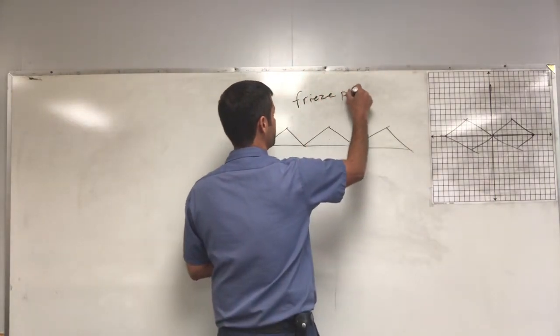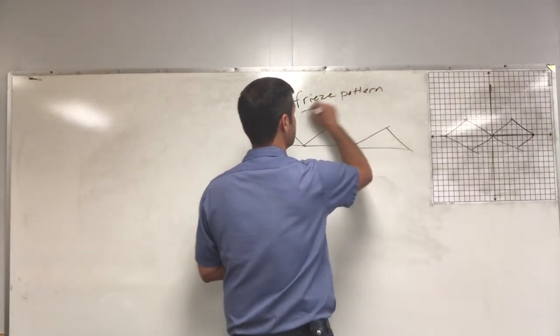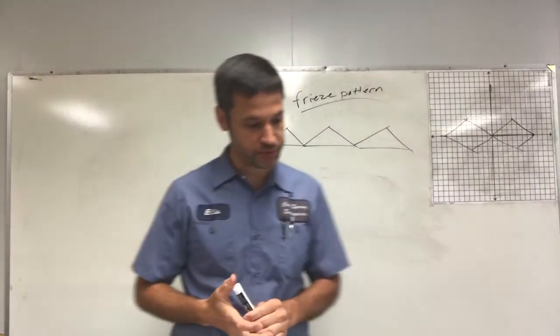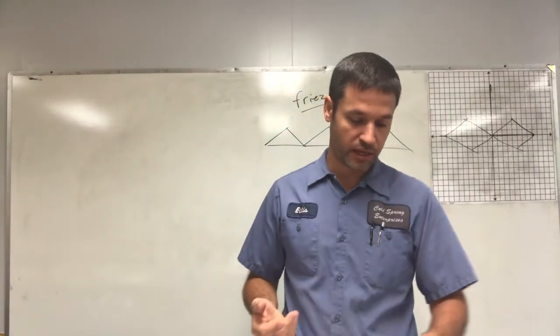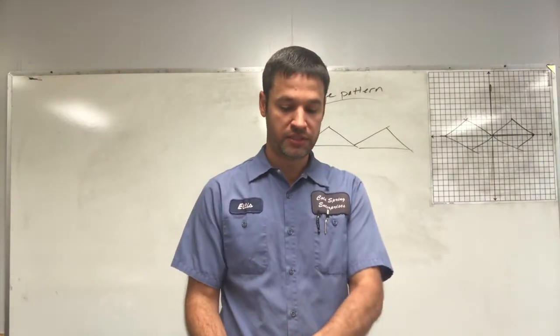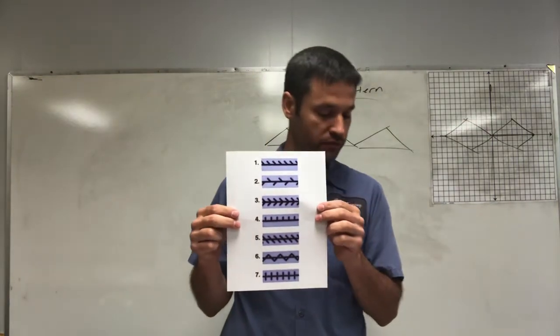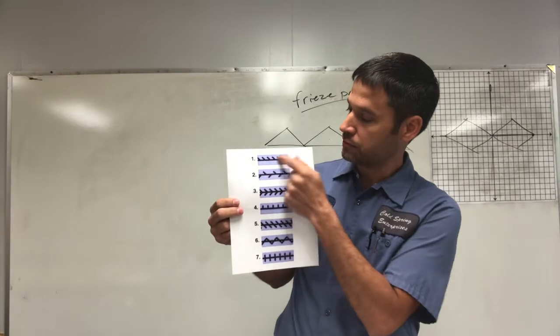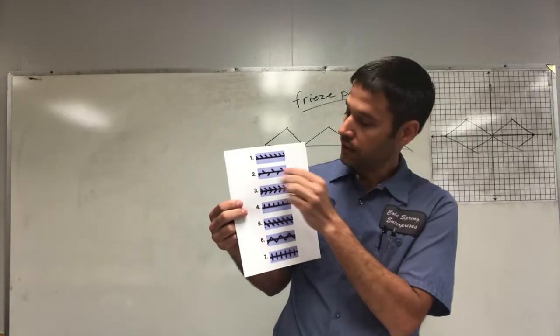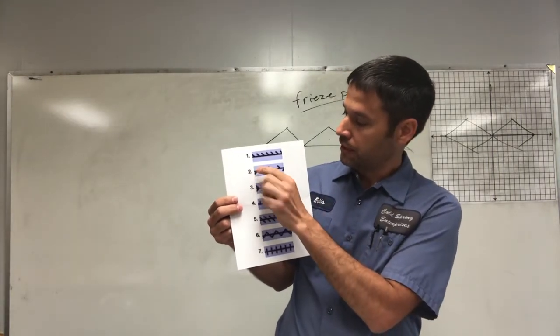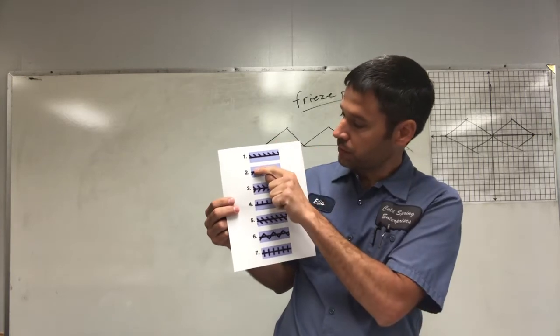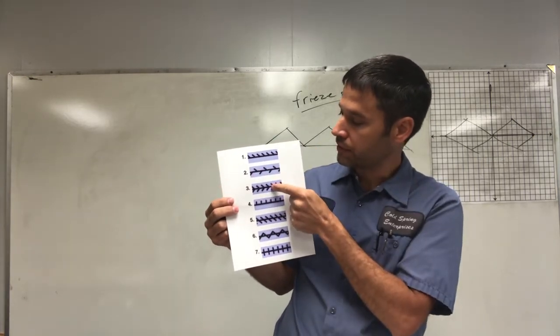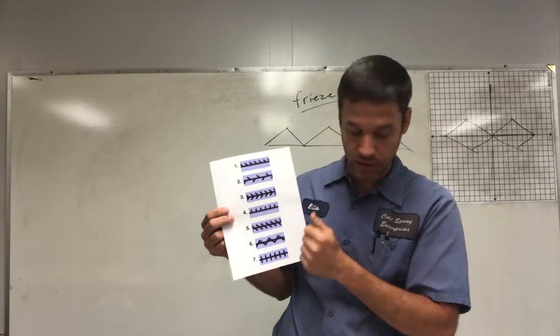F-R-I-E-Z-E, frieze patterns. You could look it up yourself, research it, and do some studying on frieze patterns. There are seven basic types. First of all is the translational, where you're just moving it this way. And then a glide reflectional is like a glide, but then you also reflect it. So this one moved this way and then flipped 180 degrees, or flipped 180 degrees and moved this way.